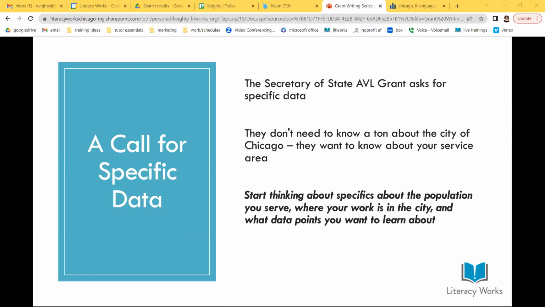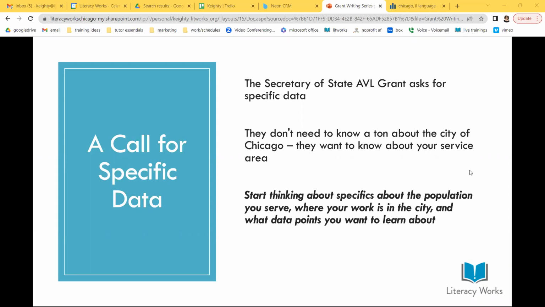Why not? There are definitely big cities where populations are different on different sides. We might think of a city like Champaign, and it's a big city, but this neighborhood is very specific. So you can get specific anywhere you want to, but thinking about Chicago specifically. When the Secretary of State grant asks for data, they're not saying, tell me all the people that need to learn to read in Illinois, because you're not going to be able to serve all those people. And that's not the point. The purpose is, who are you going to serve? Those are the people they want to know about. So that's when we need to get specific.